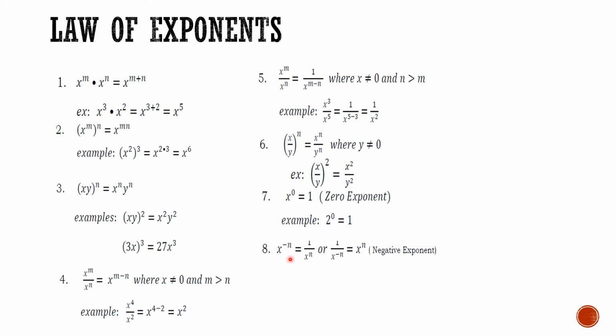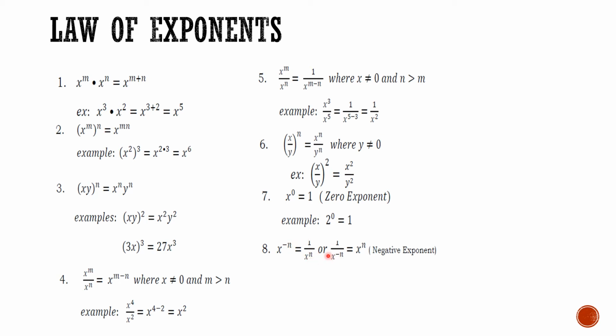Okay. Next, let's proceed to negative exponent. In this case, if you see a negative exponent, just write the expression into its inverse form. Inverse. So we have x raised to negative n. So this one, we have to put this in the denominator. So 1 over x raised to n. Instead of negative, it will become positive.